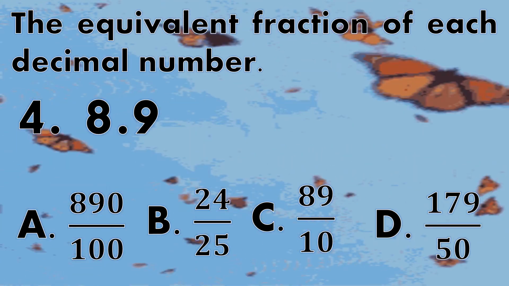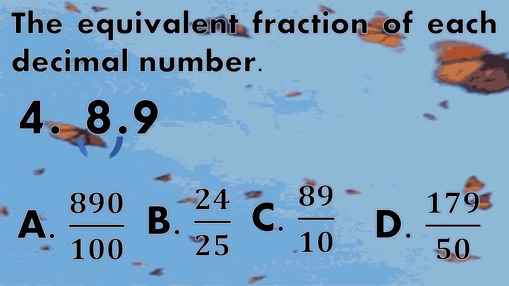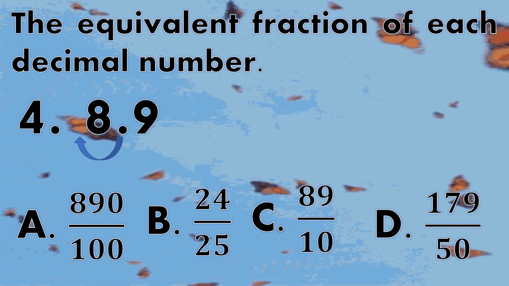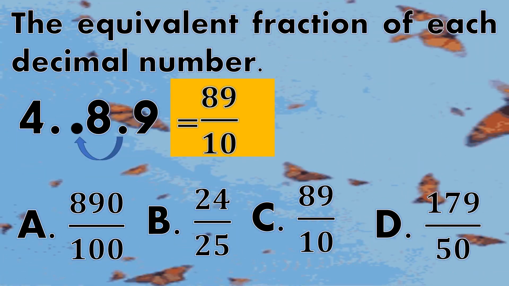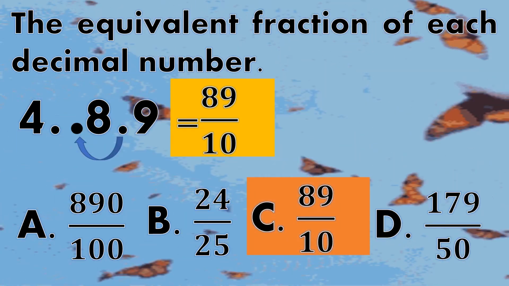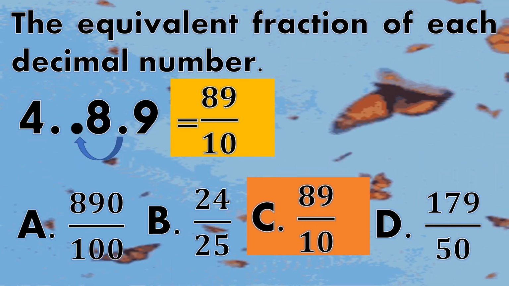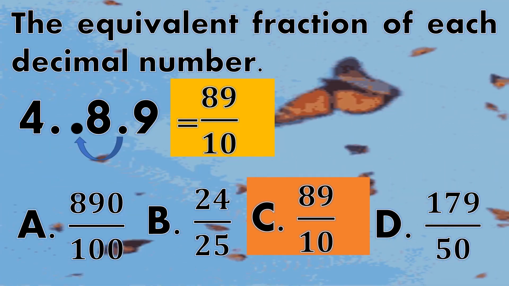Okay, so let us have the simplification. First, you need to move the decimal point once. Meaning, we have 89 over 10. Because the place value of 9 is tenths, the denominator is just simply 10, not hundreds.